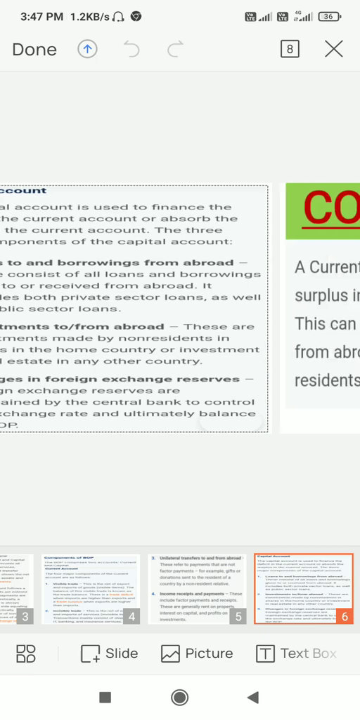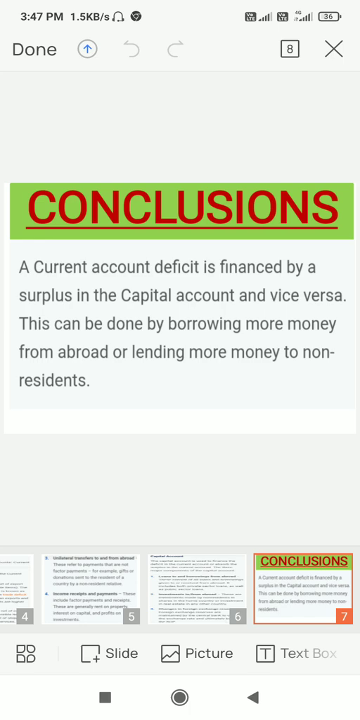So these three are the components of capital account. In conclusion of this topic, I would like to say that current account deficit is financed by surplus in the capital account and vice versa. Remember properly, a current account deficit is financed by surplus in the capital account and vice versa. This can be done by borrowing more money from abroad or lending more money to non-residents. So it's a very easy topic.